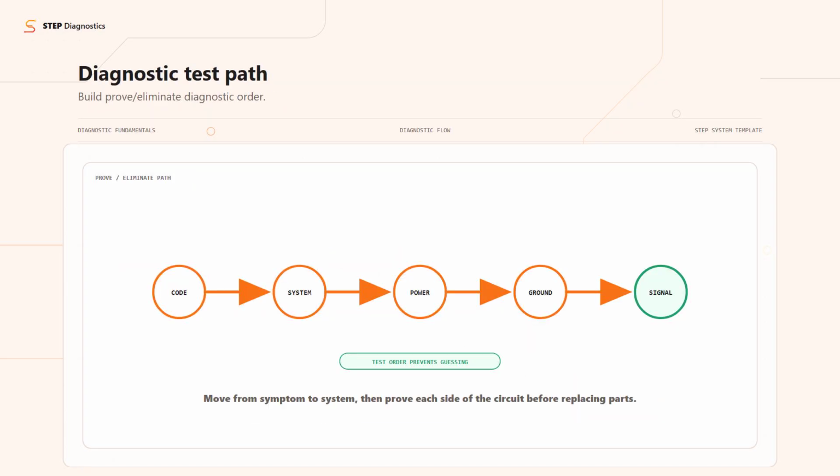Build the test path in order. Step 1, identify pins. Step 2, check power. Step 3, check ground. Step 4, check signal. Step 5, compare scan data. Step 6, confirm real behavior. This sequence turns the lesson into proof instead of guesswork.